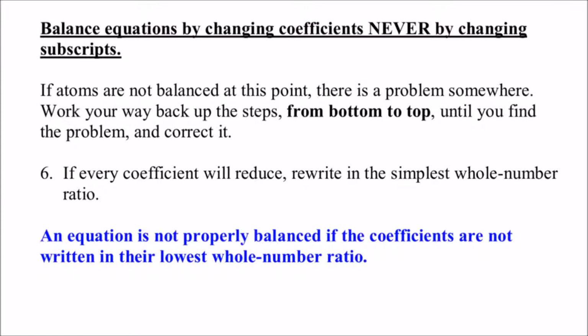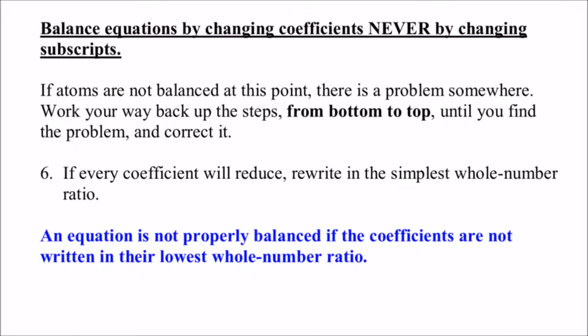Okay? If you run into a problem and you've done all of the steps that we just did and it's not balanced, then you're going to work your way back up the steps from bottom to top until you find where it went wrong, and then you fix it. Alright, and then if every coefficient will reduce, then you need to write it in the simplest whole number ratio. If you don't, then you have not given the correct equation. Okay? Now this word coefficient, we actually have talked about it before once upon a time, but just to revisit that, these are the large numbers in front of a molecule, and they multiply everything in that molecule.